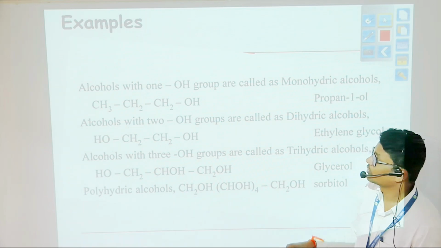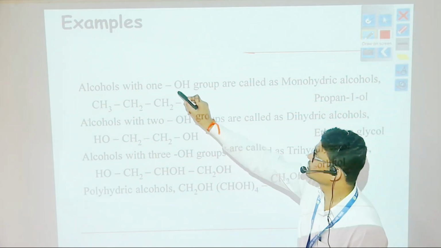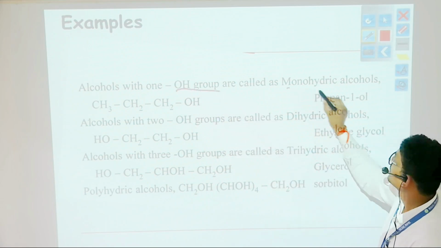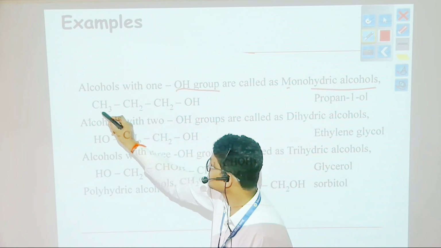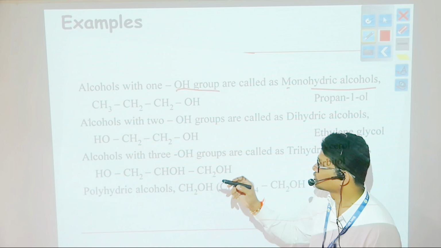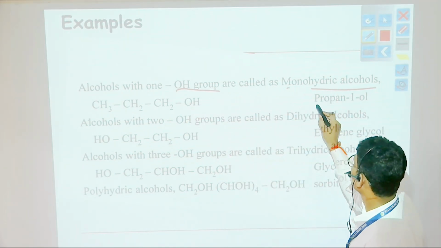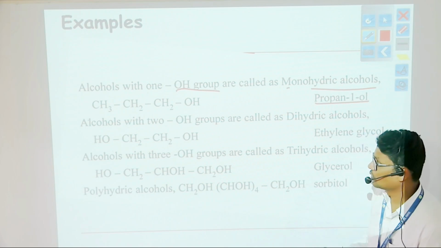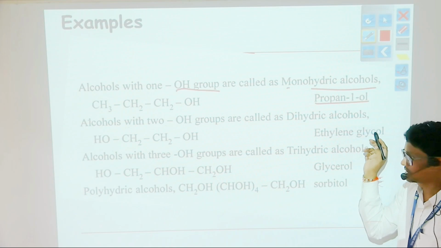These are other examples of alcohols. The alcohols with one hydroxy group are known as monohydric alcohols. Here you can see this alcohol CH3CH2CH2OH contains one hydroxy group. One hydroxy group is known as a monohydric alcohol. Example is propan-1-ol.